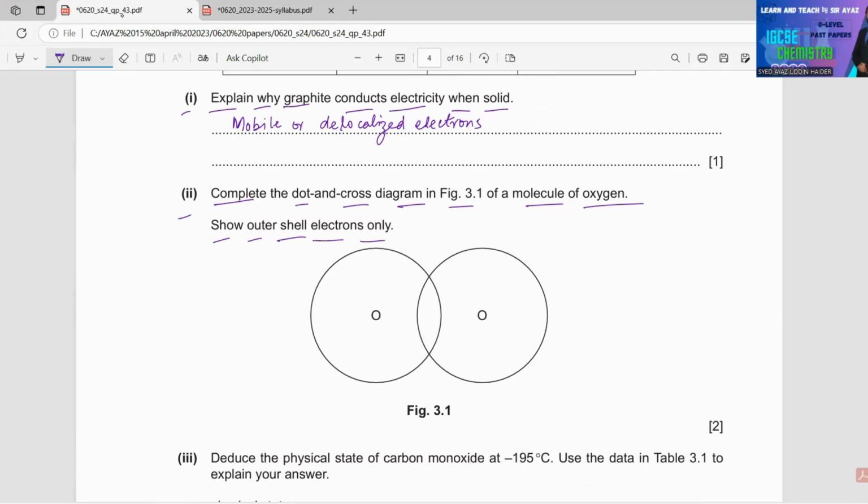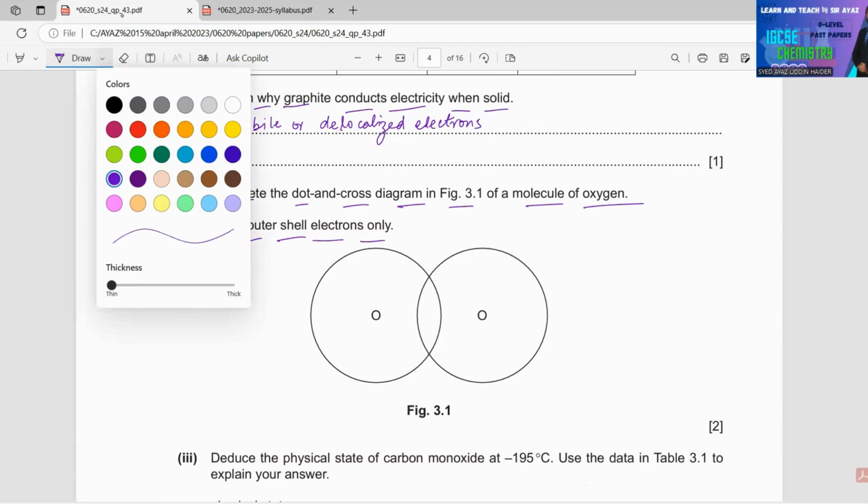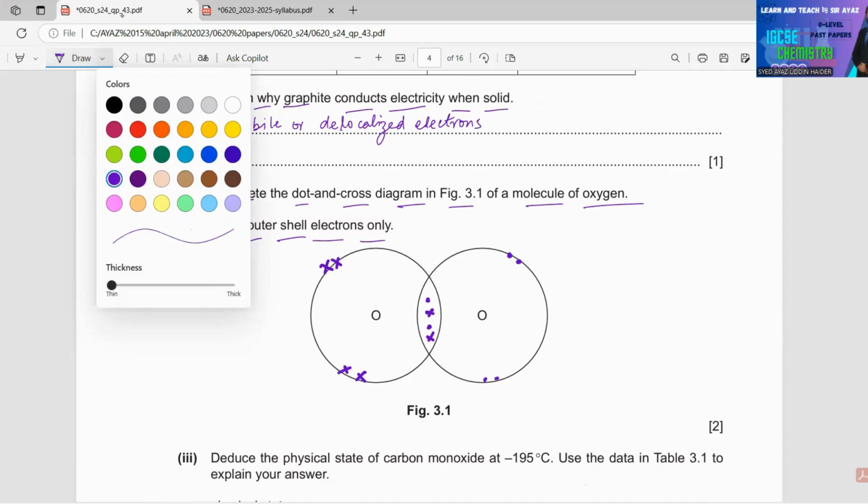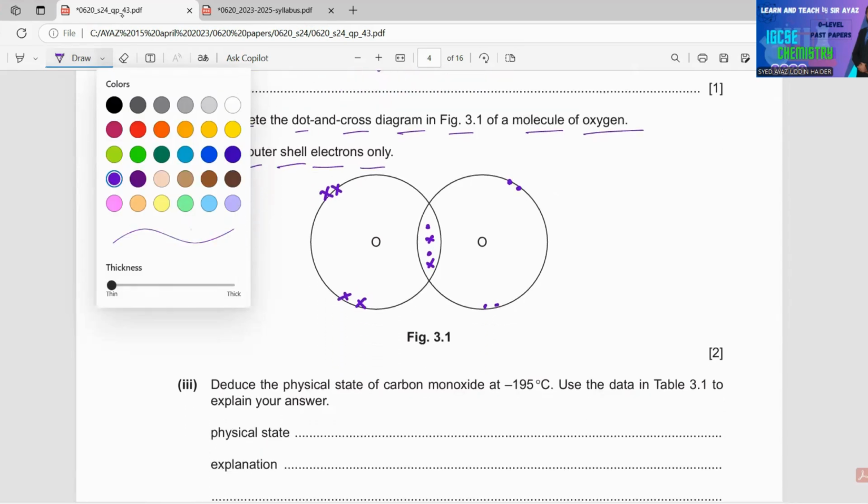For one oxygen atom, I'm using dots, and for the other oxygen atom, I will use crosses. So for the right hand side, I'm using dot 1, 2, 3, 4, 5, 6. Now the left hand side, I'm using crosses, 1, 2, 3, 4, 5, 6. This will be the final dot and cross diagram for this oxygen molecule.